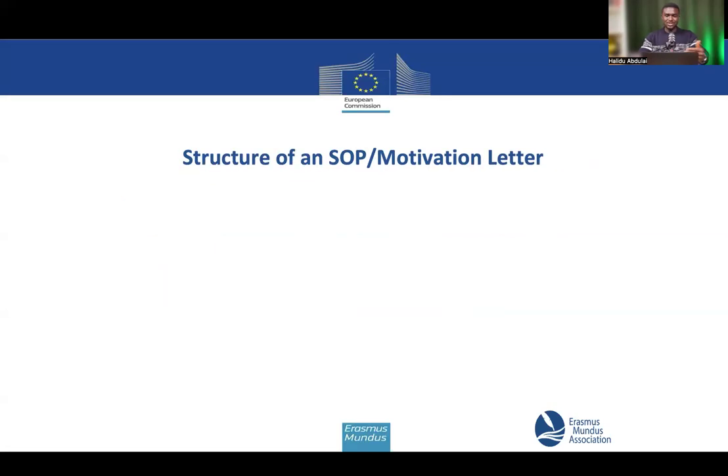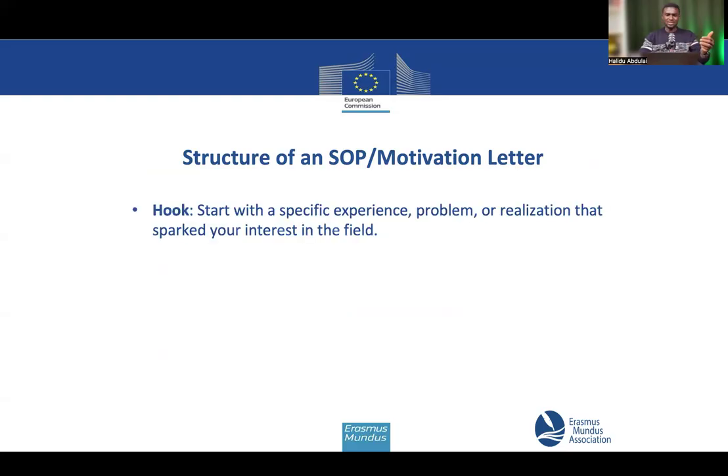Let's have a look at the structure of an SOP or motivation letter. So the first thing to ask yourself is, when I'm writing a motivation letter, why am I writing? I've already explained to you that it is used to assess your motivation, your fit, your goals to the program. And so the way you want to write your statement of purpose is by, first of all, asking yourself this crucial question. Why would somebody spend their time to read your letter when they have thousands of such letters in front of them? There must be a reason.